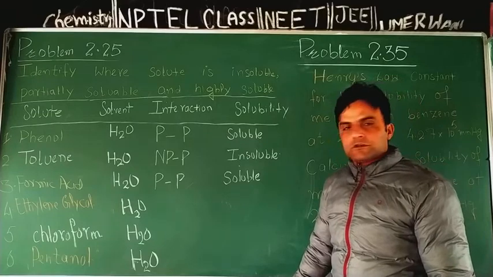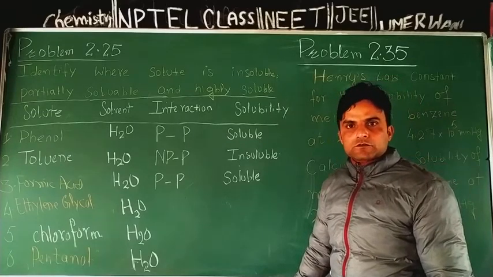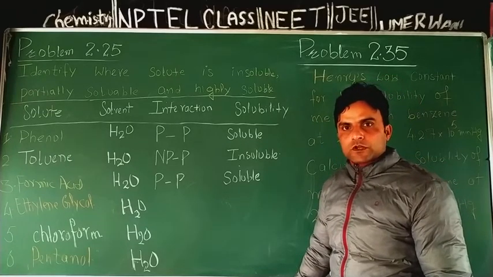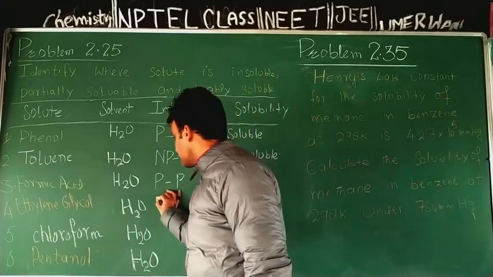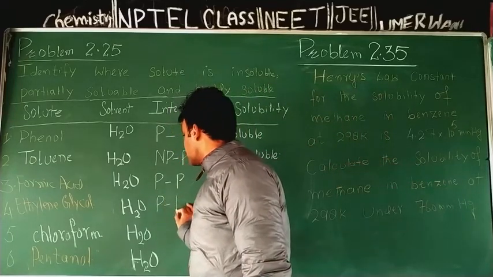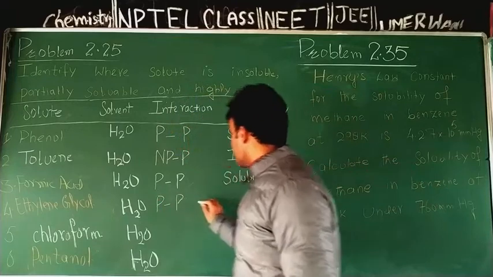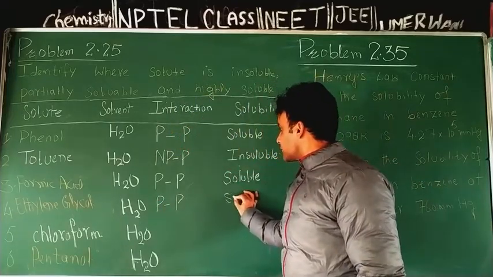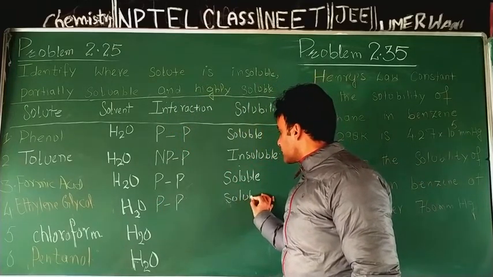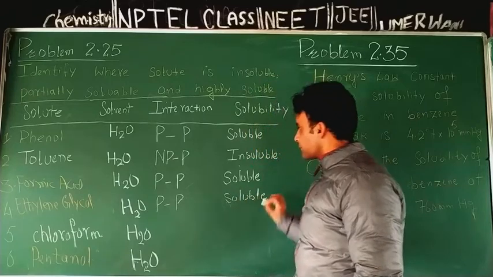Next, ethylene glycol in water. Ethylene glycol is CH2OH, CH2OH. It has two polar OH groups. On this basis, it is polar. Water is polar. So this solution has polar solute, polar solvent. Ethylene glycol will again be soluble in water. Soluble.